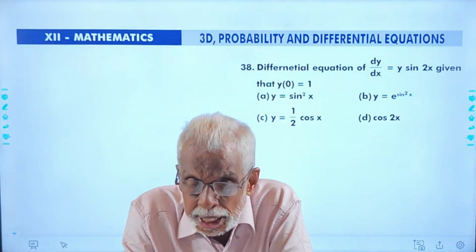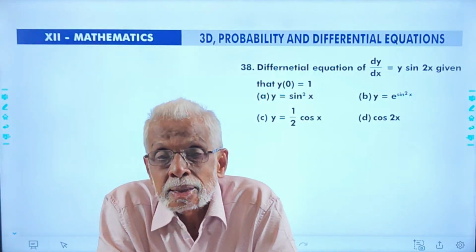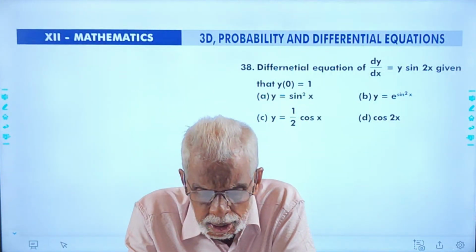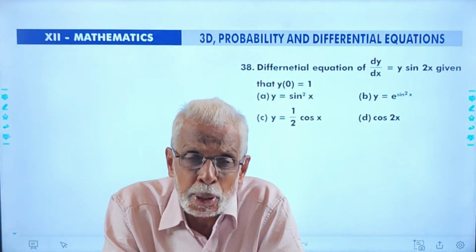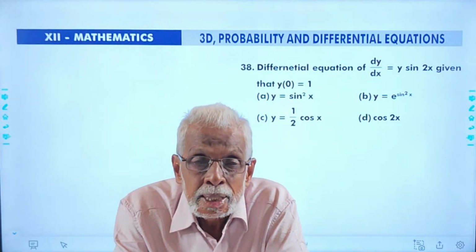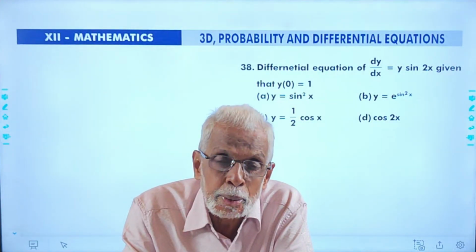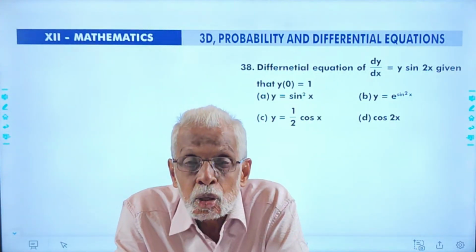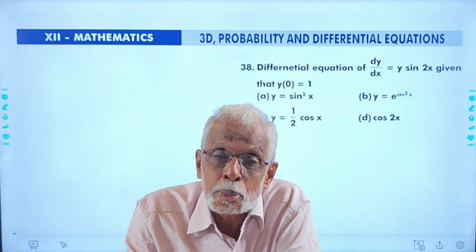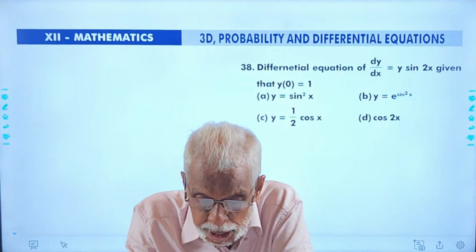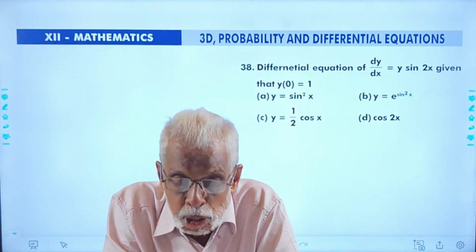We can find the value of the constants by using x is equal to 0 and y is equal to 1. We have dy by dx is equal to y into sin 2x. Therefore, dy by y is equal to sin 2x dx. Integrating, integral dy by y is equal to integral sin 2x dx. Then we get log y is equal to minus 1 by 2 cos 2x plus c.